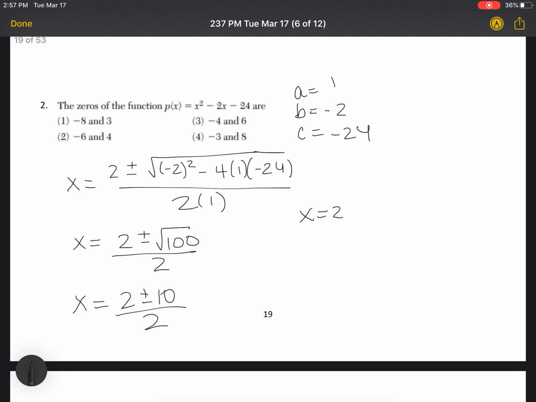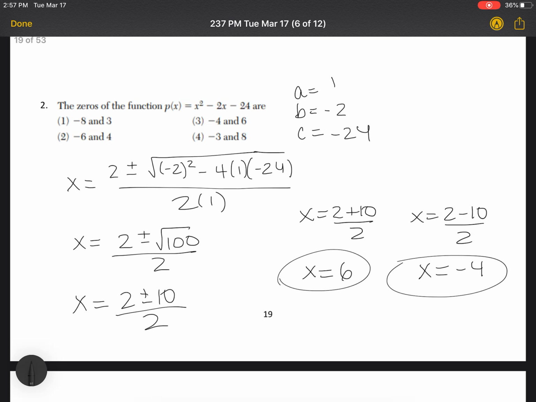So x equals 2 plus 10 divided by 2. x equals 2 minus 10 divided by 2. Here we get 12 divided by 2, which is 6, and -8 divided by 2, which is -4. So we are looking at choice 3.